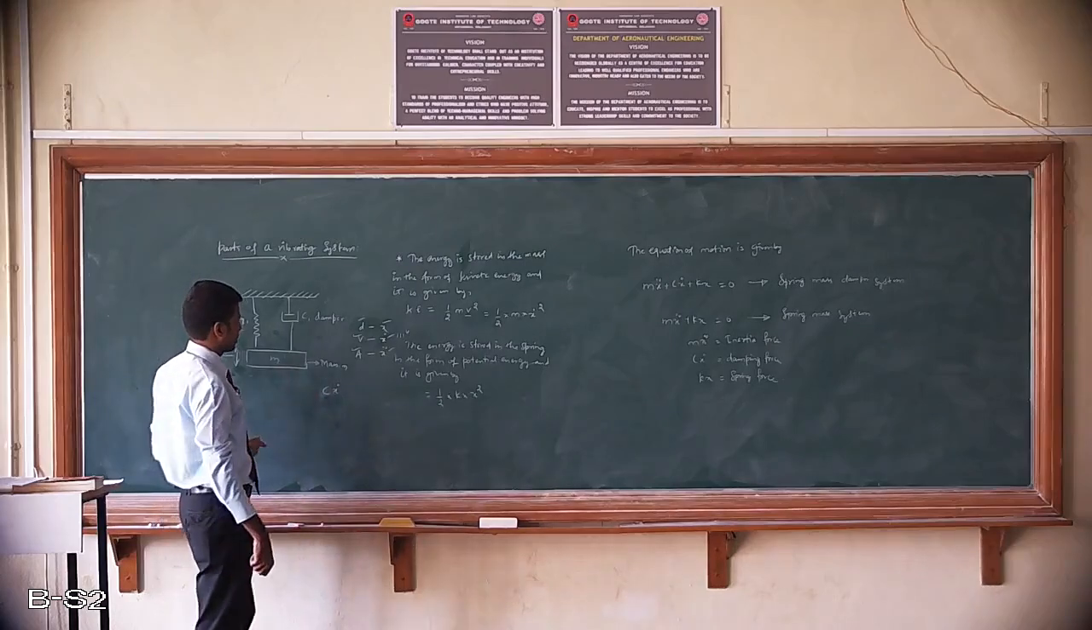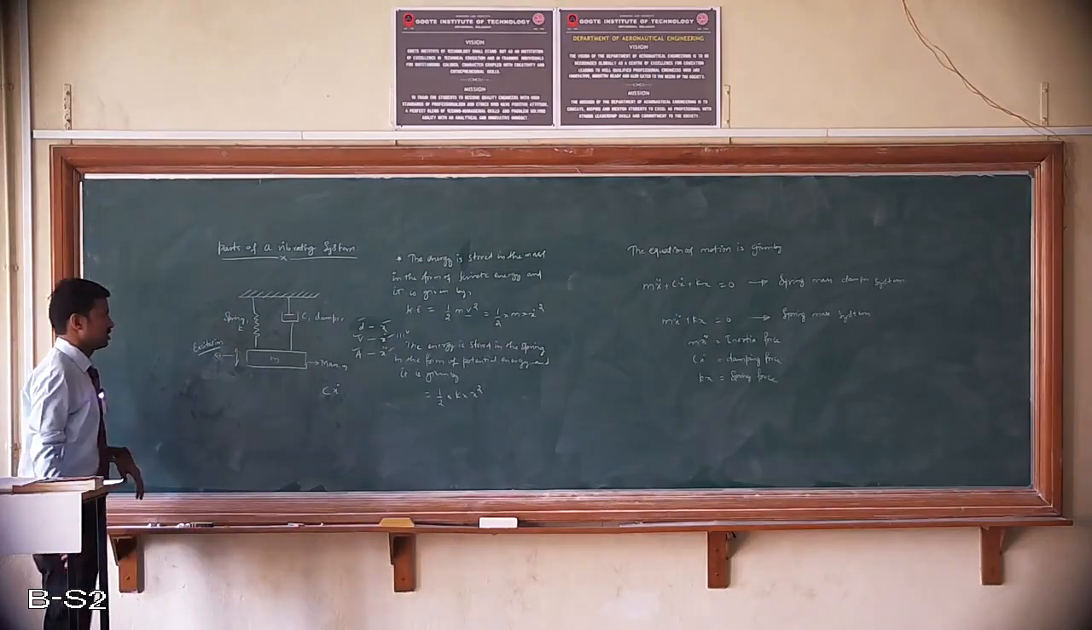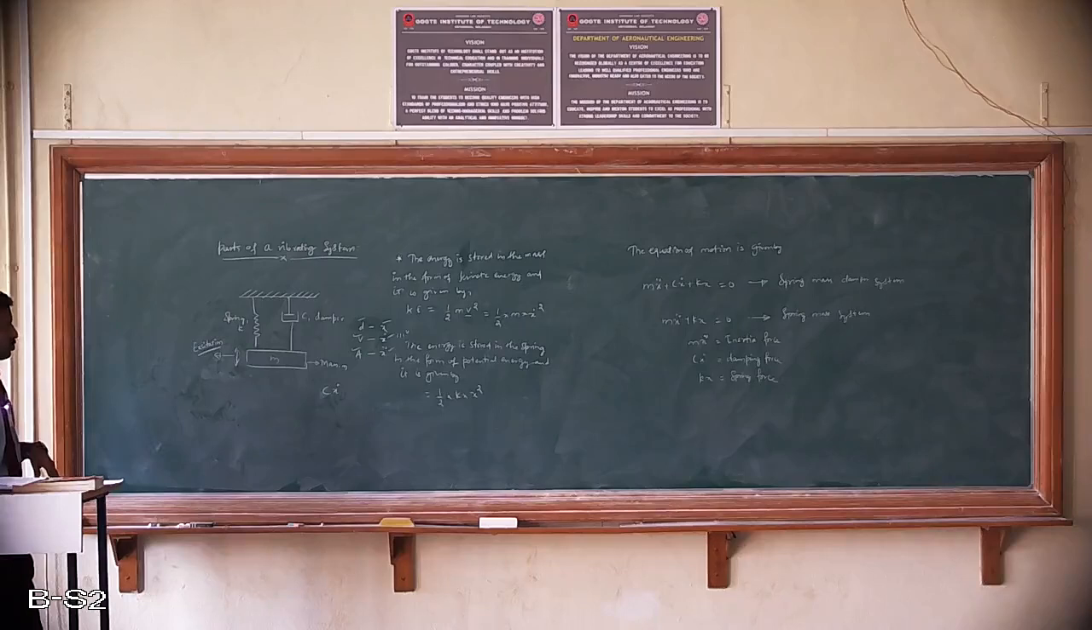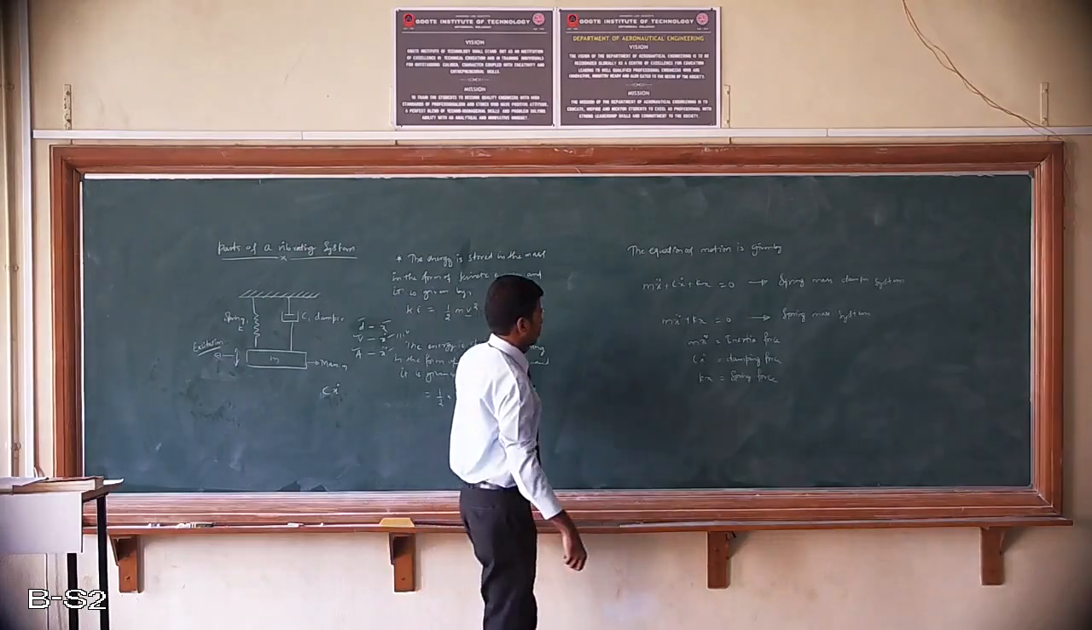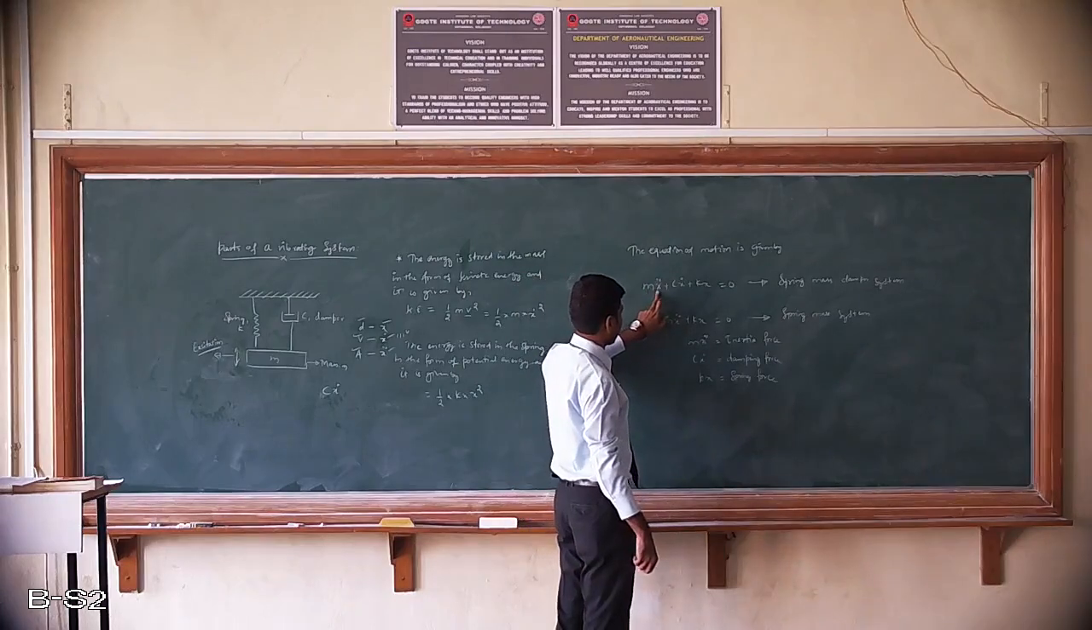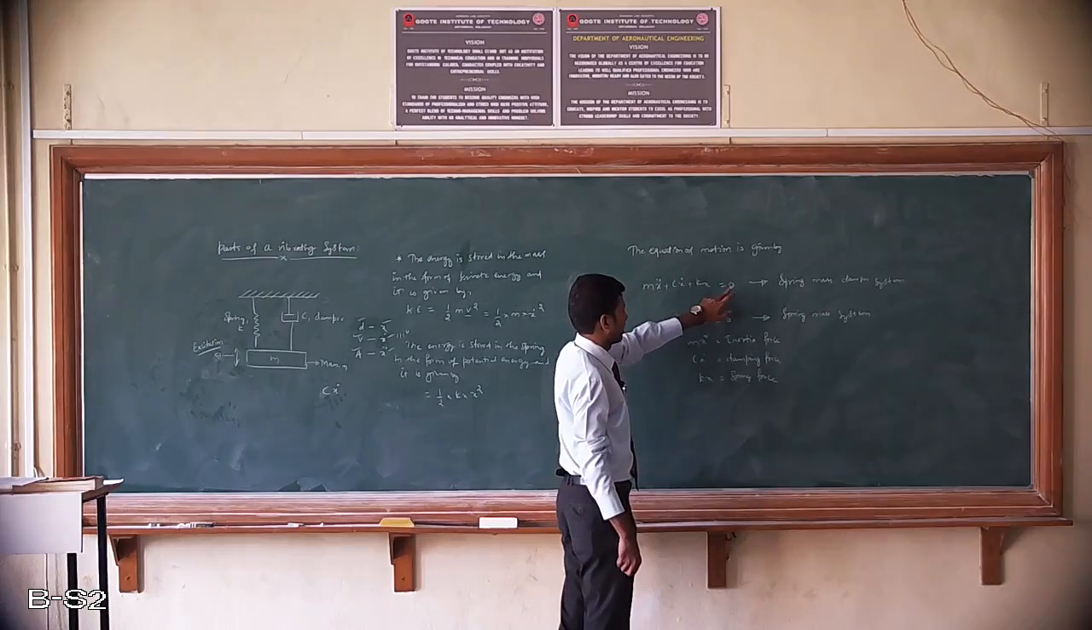So in this process, the kinetic energy is converted into potential energy, and potential energy is converted into kinetic energy. The equation of motion for such a system is given by m x double dot plus c x dot plus k x is equal to 0.